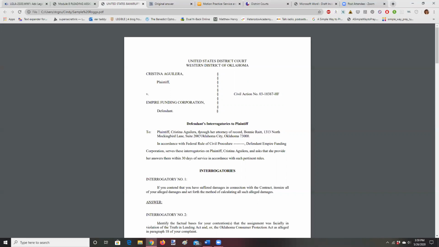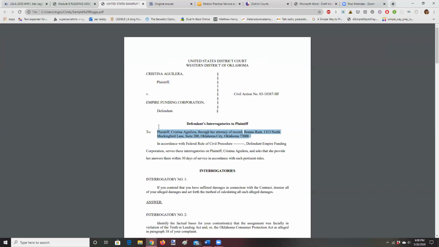So here we can see that because it's a discovery tool, the court's not going to see this. We're still going to put a caption on it, but we're going to address it to the attorney for the other side, or if the person is pro se, meaning they don't have an attorney, we're going to address it to them individually. But we only have this "to" line in here if it's going directly to the opposing counsel.